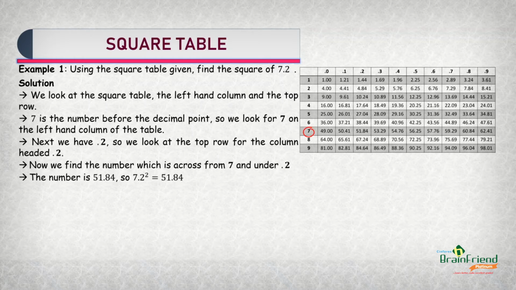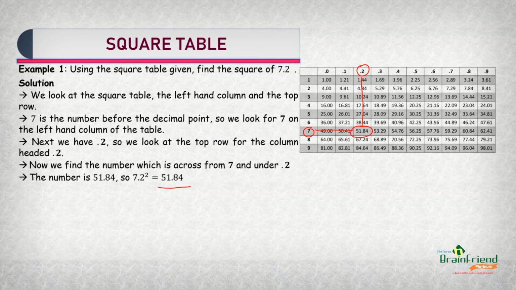Next, we have 0.2. So we look at the top row for the column headed 0.2, which is here. Now we look for the number that is across from 7 and under 0.2. We have the number 51.84. So the square of 7.2 is 51.84.